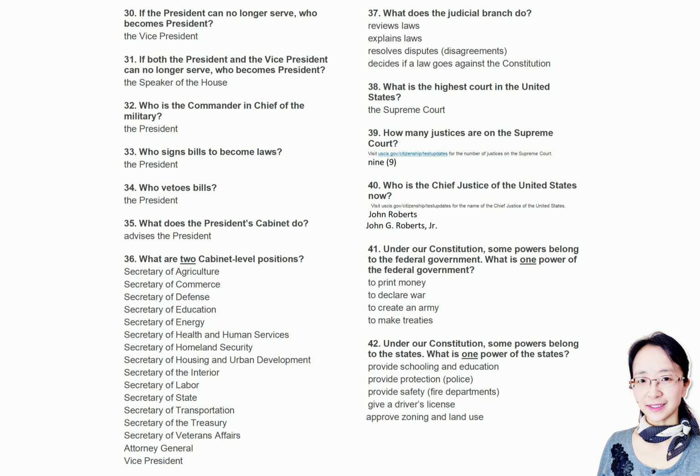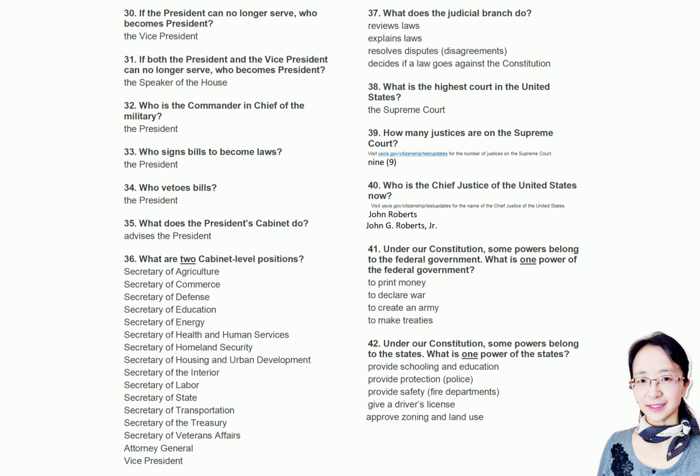Visit uscis.gov/citizenship/test updates for the number of justices on the Supreme Court. 9. Who is the Chief Justice of the United States now? Visit uscis.gov/citizenship/test updates for the name of the Chief Justice of the United States. John Roberts. John G. Roberts, Jr.